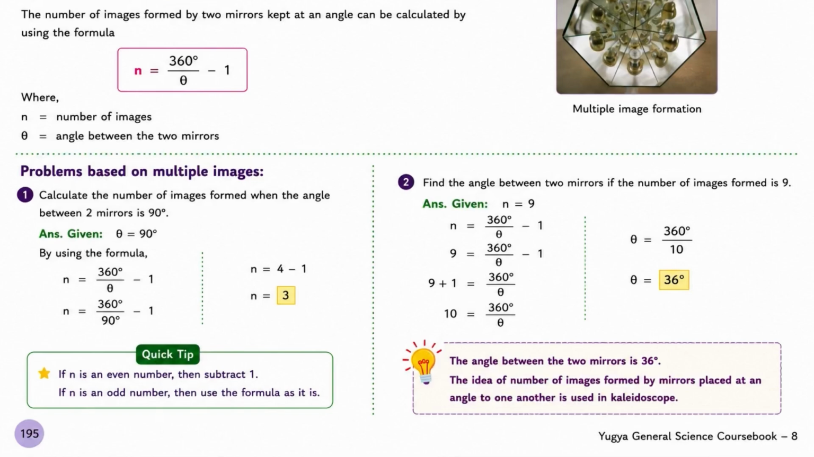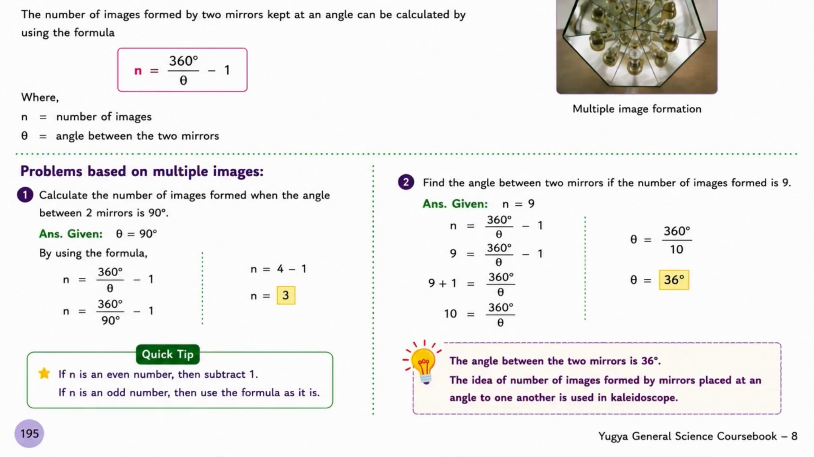Since we need to find the number of images, we will use the formula n equals 360 by theta minus 1. Now substitute the value of theta, that is 90 degrees. n equals 360 divided by 90 minus 1. So 360 divided by 90 is 4. So 4 minus 1 is equal to 3. So when the angle between the mirrors is 90 degrees, 3 images are formed.